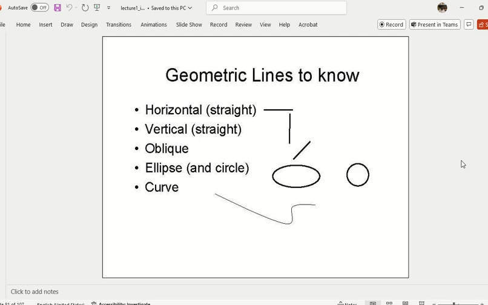Okay, so you can see now here horizontal, vertical, you know that oblique is anything which is inclined. Ellipse we already mentioned, right? Ellipse is which shape? Ellipse is not a circle. Yeah, okay, the Bedawi shape, and the circle is which one now? What do you call a circle in Arabic? Yeah, daira. Same as Urdu. And the curve is a curve. So you know these things.